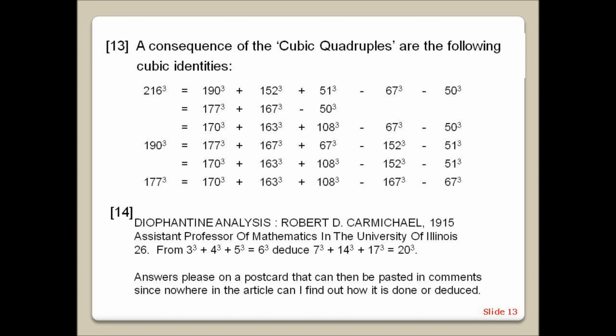13. A consequence of the cubic quadruples are the following cubic identities.